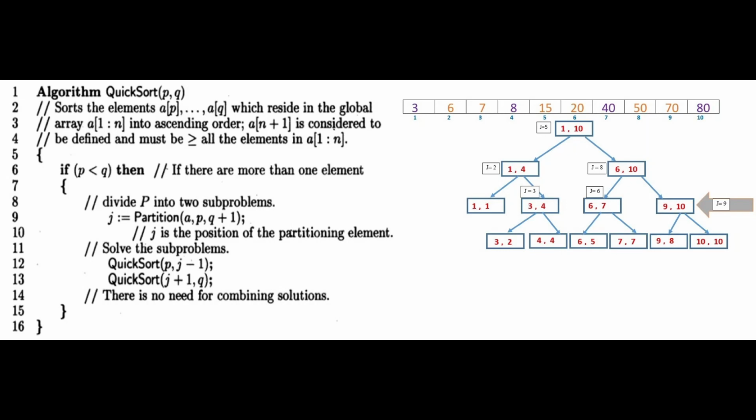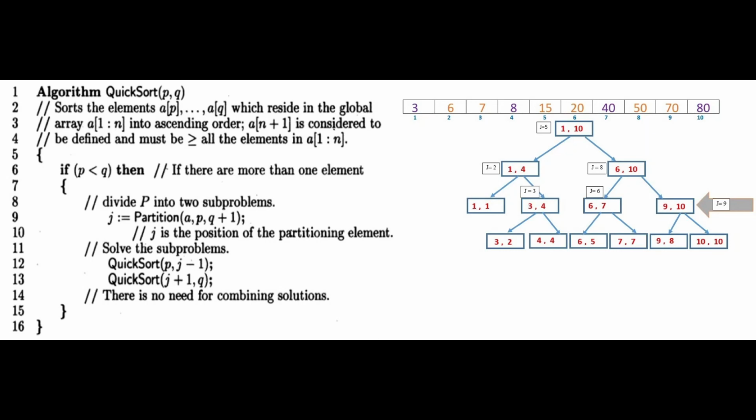Now we are at the beginning of a new function with values p is equal to 10, q is equal to 10, and in the if condition, p is not less than q, so we do not enter the body of if, and we exit from that function, and control returns back to its parent. Its parent is the one with p is equal to 9, q is equal to 10, and j is equal to 9. All statements of that function are executed. Control returns back to its parent.